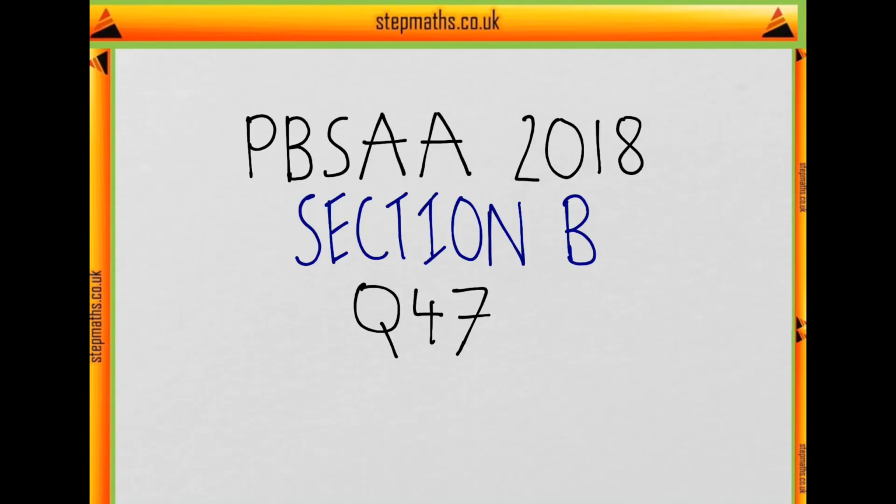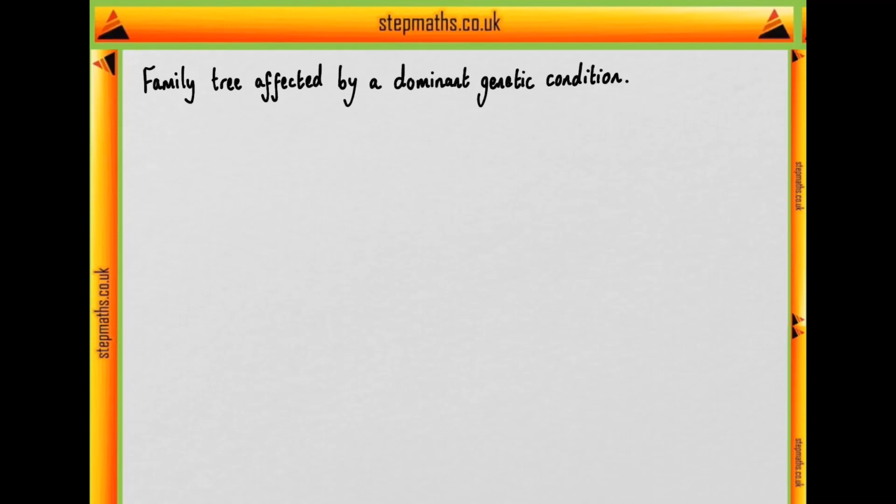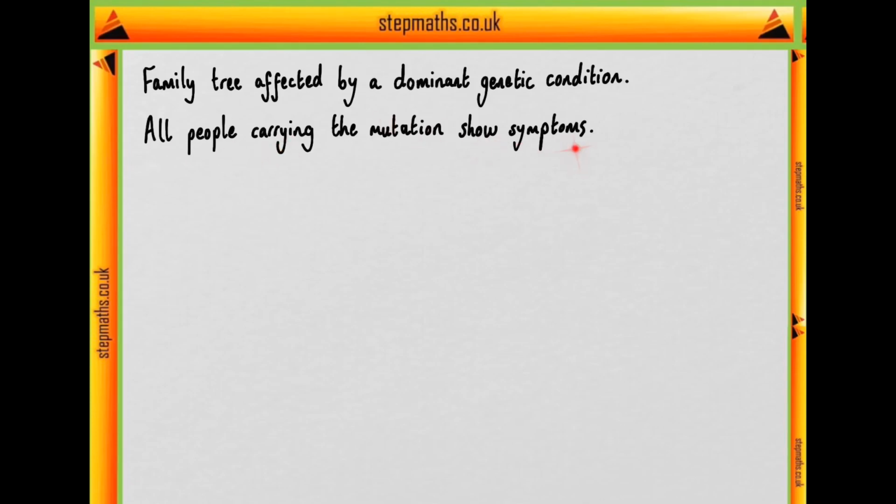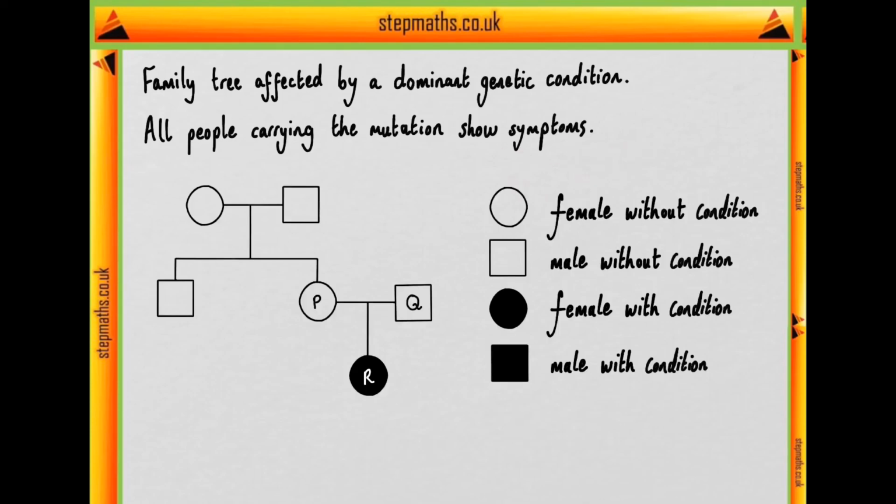This is question 47 from section B of the 2018 PBSAA paper. In this question, we're told about a family tree, which represents a family affected by a dominant genetic condition. And we're told that all people carrying the mutation show symptoms of the condition, which is just another way of saying it's a dominant condition, because if you have the allele, you express it.